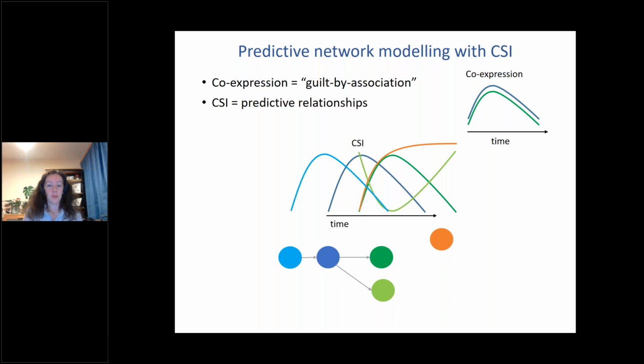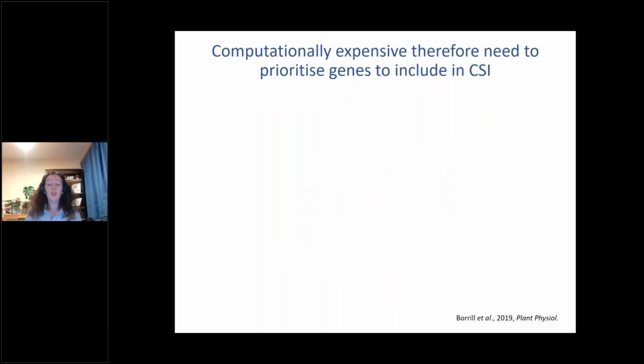One of the limitations with this approach is that you have to compare each gene against each other gene, so that means it's very computationally expensive. So we had to prioritize genes to include within our network. We went from the 110,000 genes within the wheat genome, using just the high confidence gene models. We focused on the genes which were expressed within our time course. This gave about 52,000 genes that were expressed in the flag leaf from 3 to 26 days after anthesis.